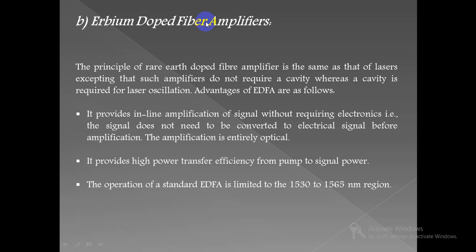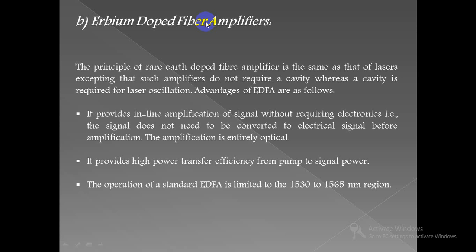Advantages of EDFAs are as follows. The active medium in an optical amplifier consists of a nominally 10 to 30 meter length of optical fiber that has been lightly doped, for example 100 parts per million, with a rare earth element such as erbium, yttrium, thulium, or praseodymium. The host fiber material can be silica, fluoride based glass or telluride glass.